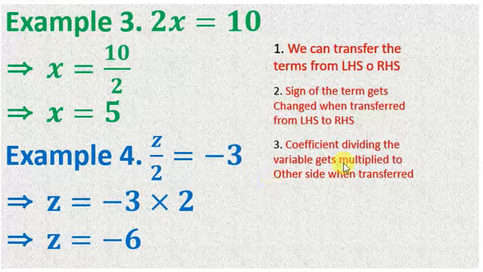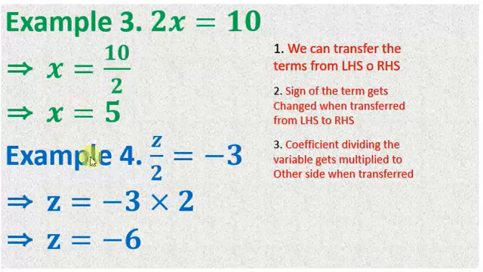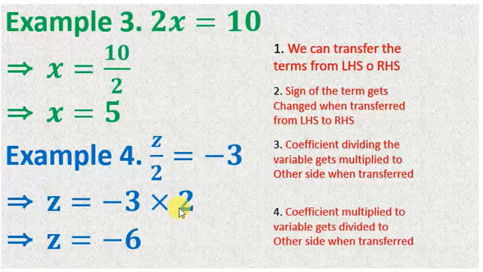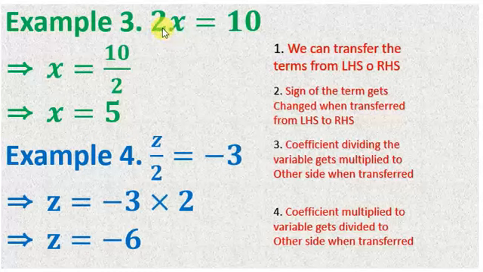A coefficient dividing the variable gets multiplied on the other side when transferred. Here it was the coefficient 2 dividing the variable, and it got multiplied on the right hand side simply. And fourth, a coefficient multiplied to the variable gets divided on the other side when transferred. Here the coefficient was multiplied to the variable and it got divided on the right hand side simply. So this is what we call the solution of linear equations.